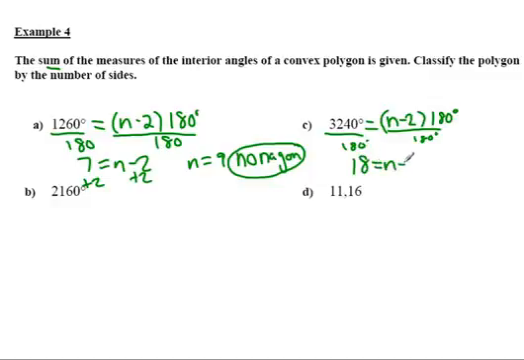18 equals n minus 2. So when we add 2 to both sides, n will equal 20. That's not our answer. Our answer is actually to classify it by its number of sides. So we'll name that polygon. It will be a 20-gon.